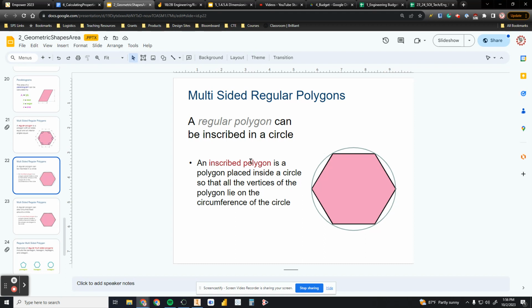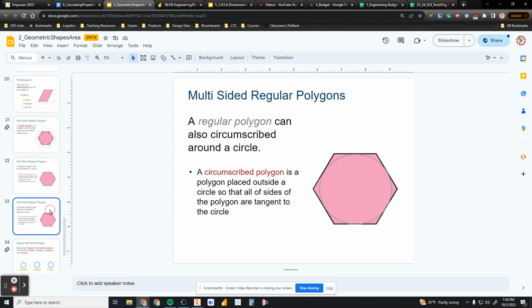Now we have two different ways of drawing out polygons. We can do an inscribed polygon, where the polygon is placed inside the circle, and then we have a circumscribed polygon where the polygon is placed on the outside of the circle so that all sides of the polygon are tangent. Tangent means to touch the circle. This right here is a tangent point, tangent point, tangent point, all the way around. You might hear the word tangent, especially when you get into geometry and other math classes. Tangent means to touch. In this case, the side of our polygon and the circle touch at that one point, which is referred to as tangent.